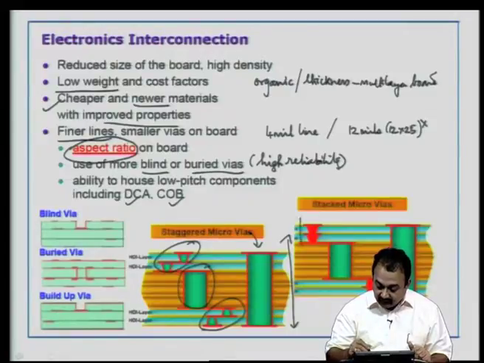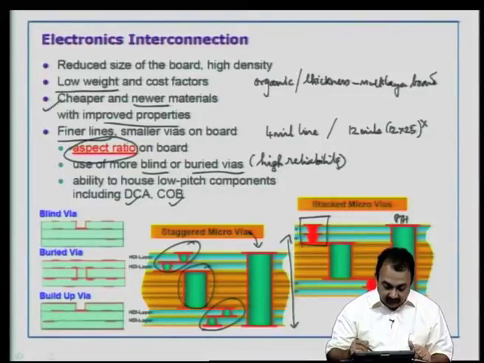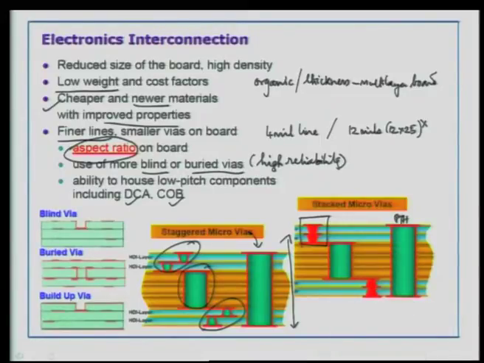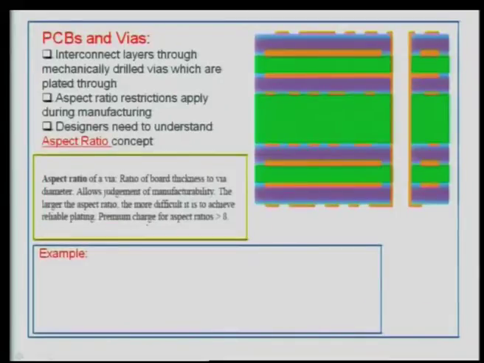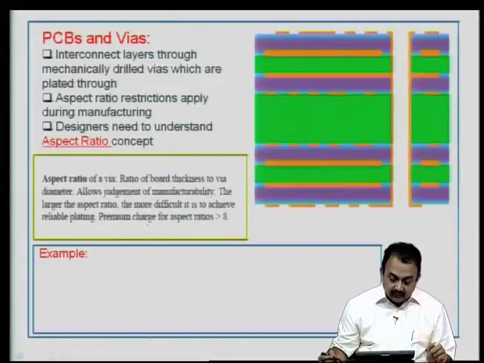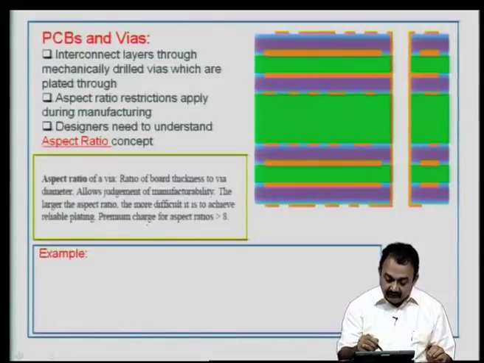This is a stacked via. You can see one via sitting on top of the other. This is a plated through hole via, and so on. So, this is again another method of describing a buried via and a blind via. Now, this is a cross section you see, which shows the various interconnect layers.